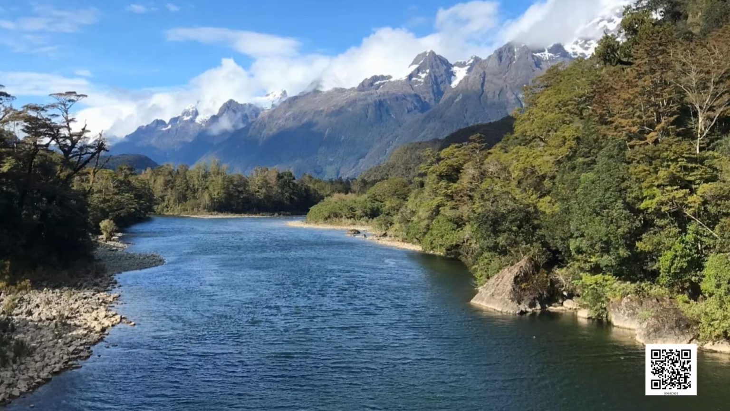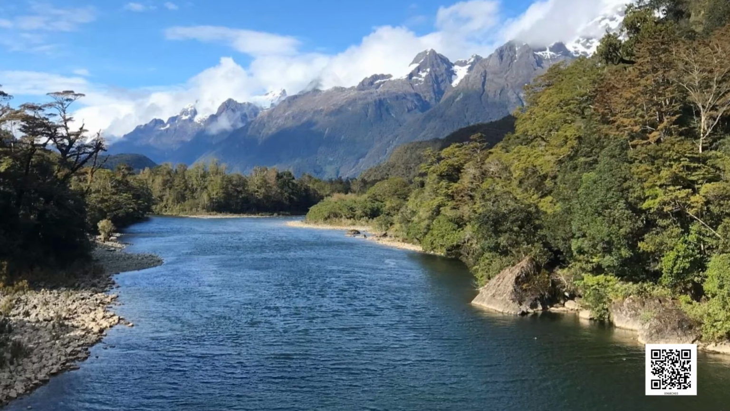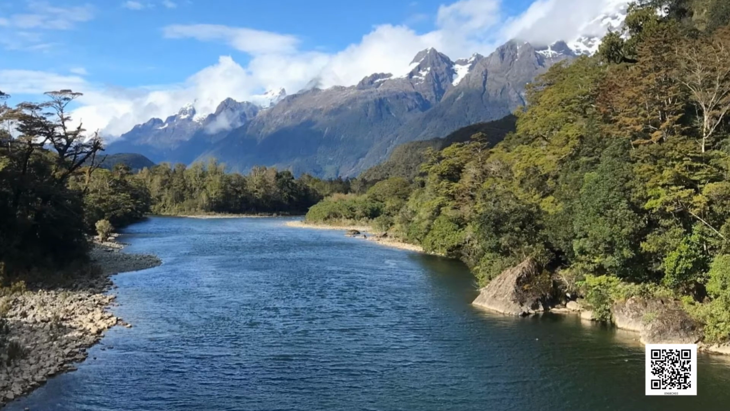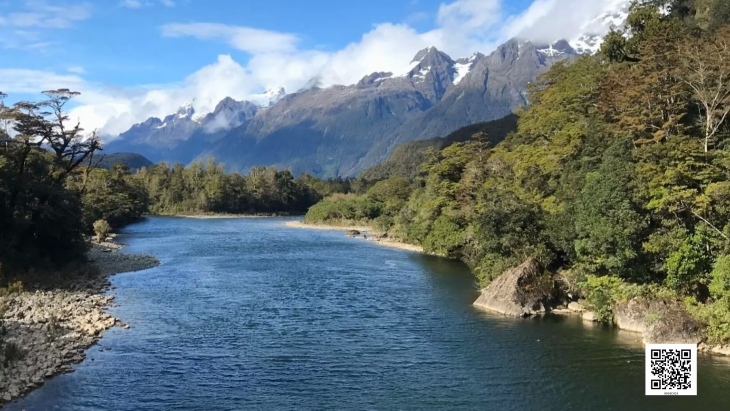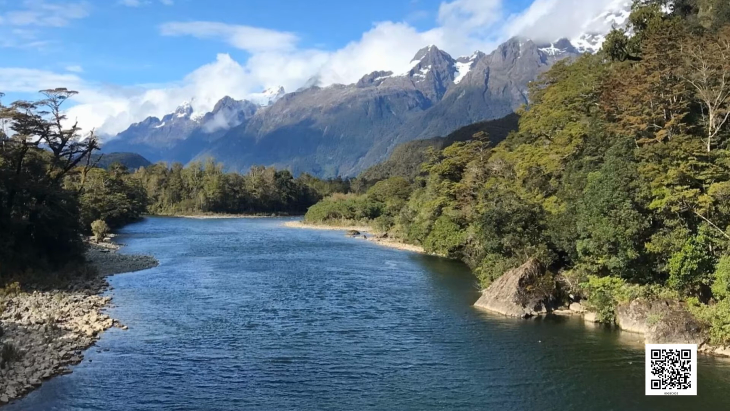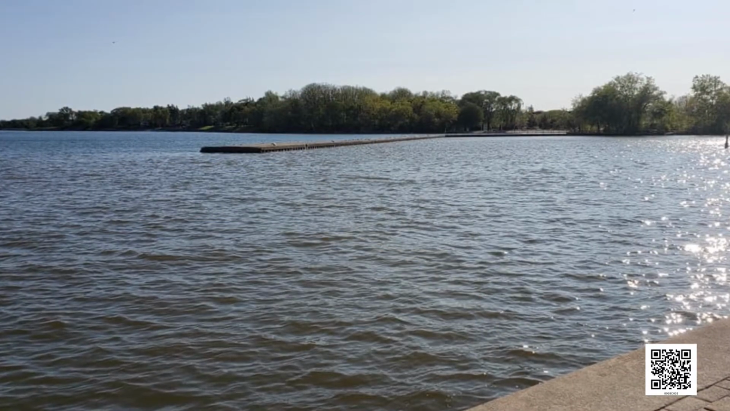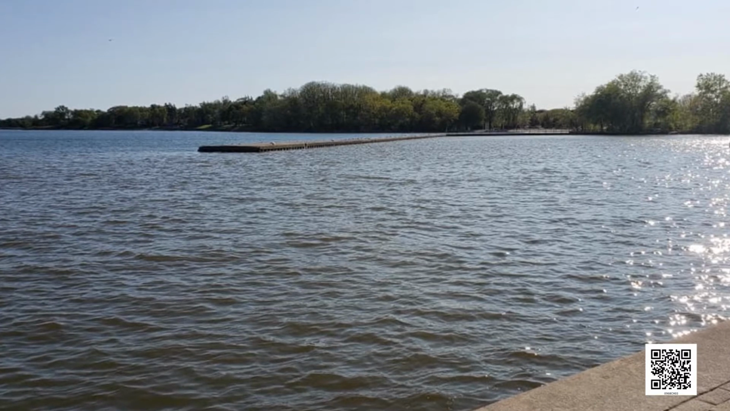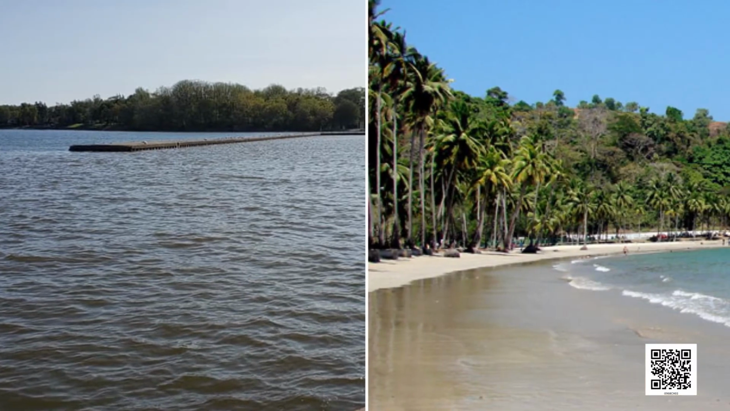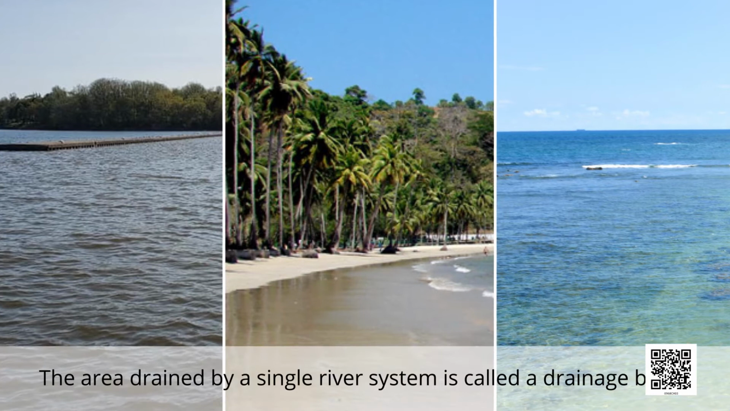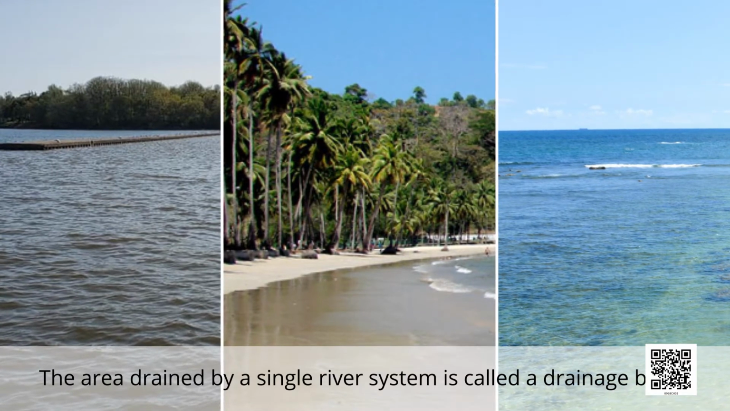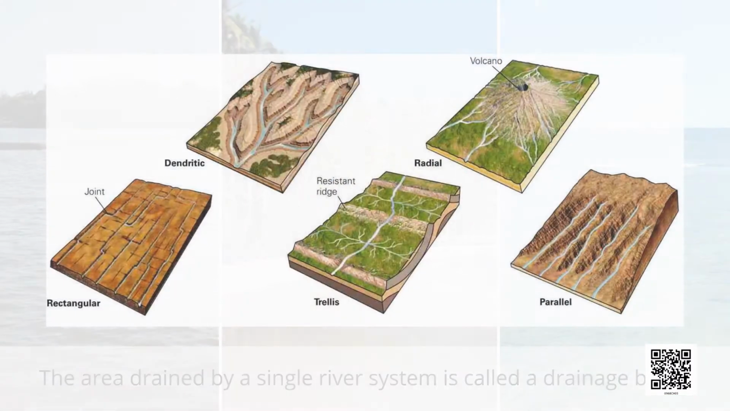The term drainage describes the river system of an area. Small streams flowing from different directions come together to form the main river, which ultimately drains into a large water body such as a lake, a sea or an ocean. The area drained by a single river system is called a drainage basin.